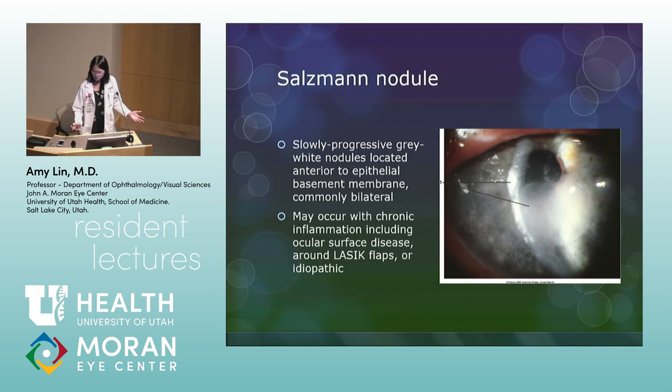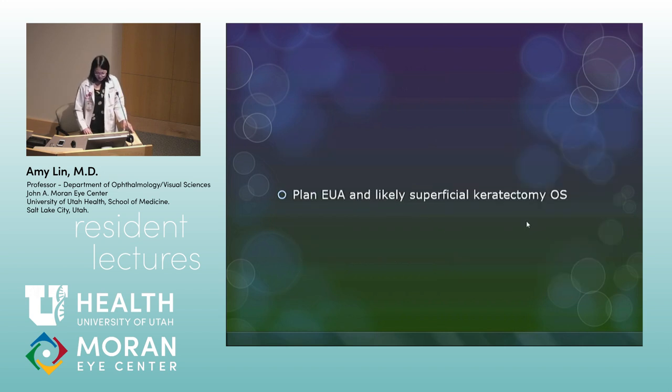So what is a Salzmann nodule? So Salzmann nodules are quite common. They are slowly progressive gray-white nodules located anterior to the epithelial basement membrane, and they're commonly bilateral. And here's an example of some rather large ones. Usually you don't get them quite so large. It's pretty common to see much smaller ones. And they can occur with chronic inflammation, including ocular surface disease. Sometimes we'll actually see them around LASIK flaps. And they can also be idiopathic.